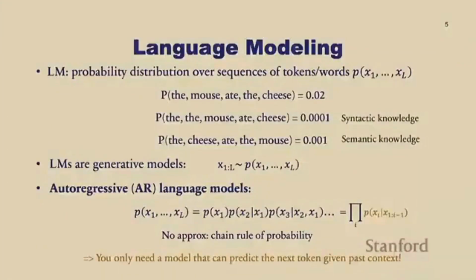Slightly more concisely, you can write it as a product of p's of the next word given everything which happened in the past, so the context. So this is what we call autoregressive language models. Again, this is really not the only way of modeling a distribution. This is just one way. It has some benefits and some downsides.